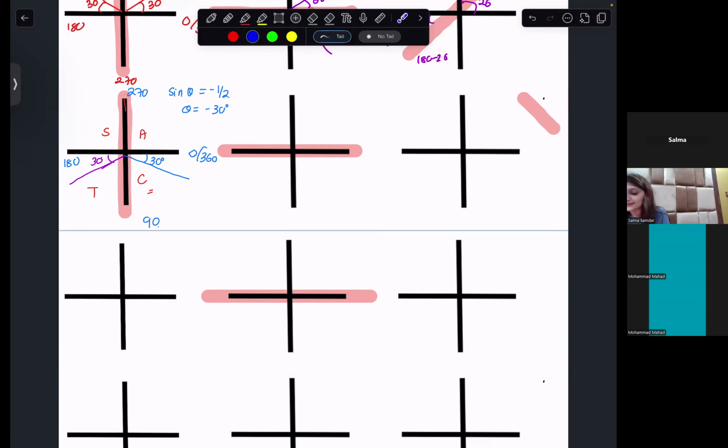So you have a negative where? In the third and fourth quadrant for sine. You have a negative in the third and the fourth quadrant. Remember it that way. Remember it reflex-wise. It means the same thing. Okay. So it would be 180 minus 30.